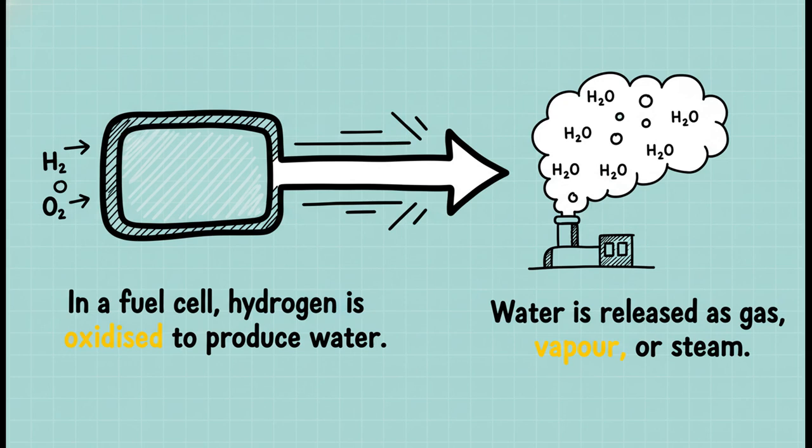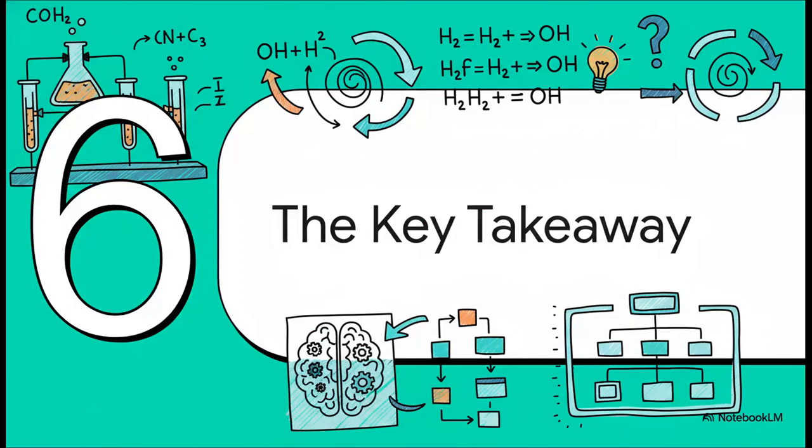In a hydrogen fuel cell, hydrogen gas reacts with oxygen from the air. The only, and I mean only, product of that reaction is water. And because the fuel cell is hot, that water comes out as water vapor, which looks exactly like steam. So the steam coming out of this modern train is actually just clean water. Pretty cool, right?